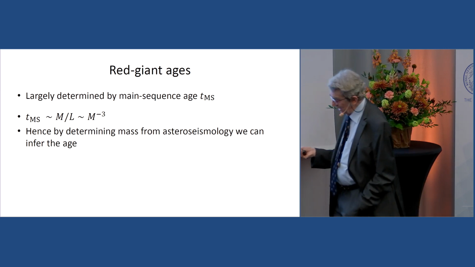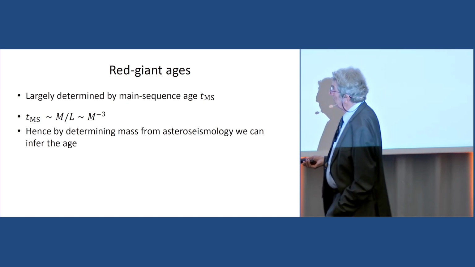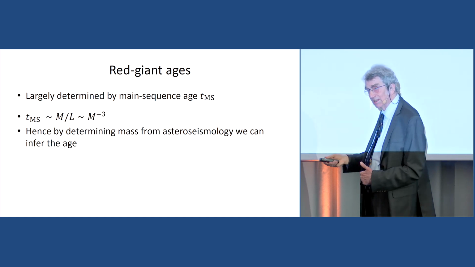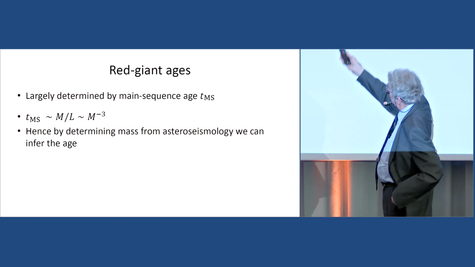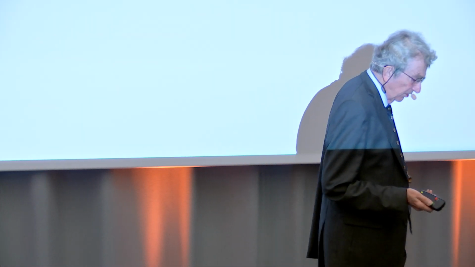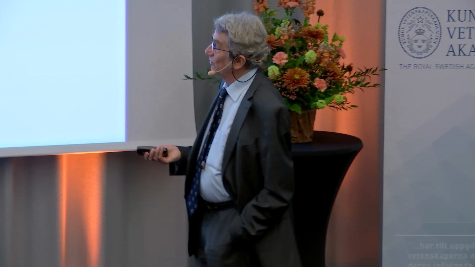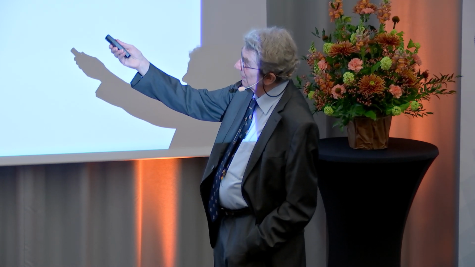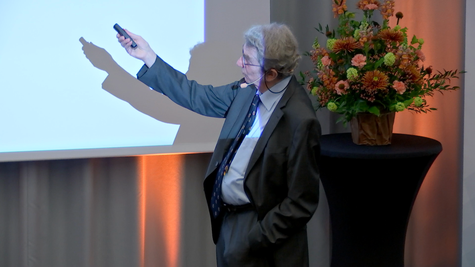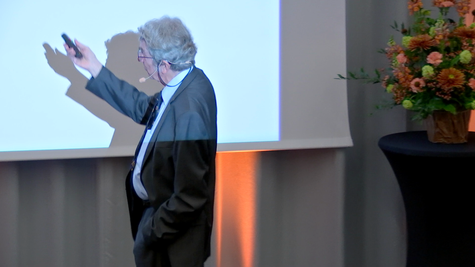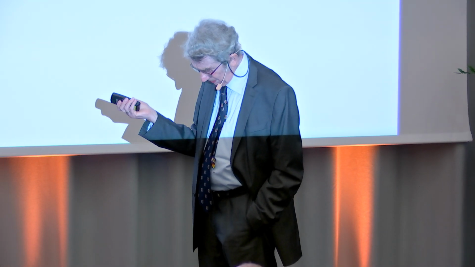And that time we can estimate simply by saying that the time is how much fuel we have, and that's proportional to the mass of the star, and how fast that fuel is used up. That's proportional to the luminosity of the star. And it turns out that the luminosity increases very rapidly with mass, to about the power 4. So the age on the main sequence scales like the mass of the star to the power -3. And that means that if we can measure the mass, and of course we can measure masses from asteroseismology of a red giant, then we know its age.